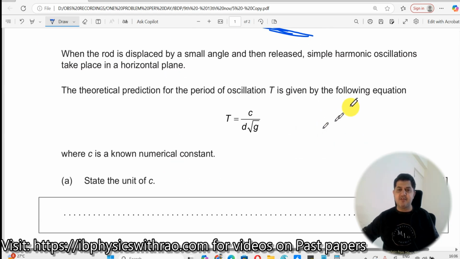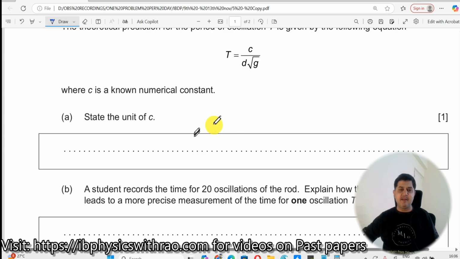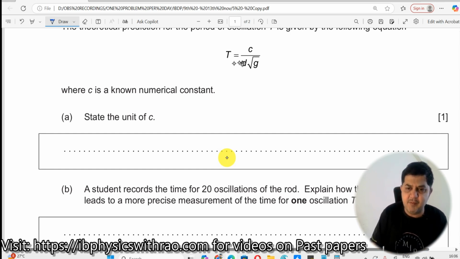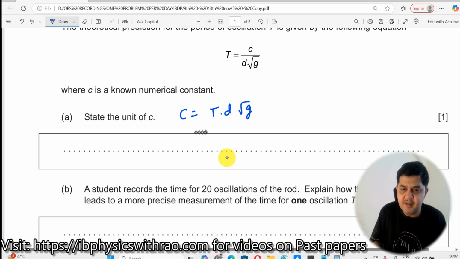The theoretical prediction for the period of oscillation is given by T equal to C by D root g. C is a numerical constant. State the unit of C. So you need to get the value of C. Simple one, the unit of C you want. Therefore what you do is take this as subject: C is equal to T g root over D. So what is the unit of T? T is the time period of oscillation. Time is measured in seconds.